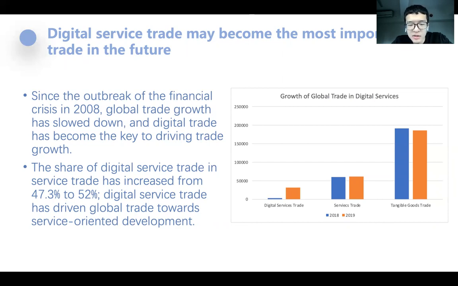From 2010 to 2019, the average annual growth rates of digital service trade, service trade, and goods trade were 6.1%, 5%, and 2.5%, respectively. The core position of digital service trade was established and consolidated: from 2010 to 2019, the share of digital service trade increased from 47.3% to 52%. Digital service trade has driven global trade toward service-oriented development, and the share of service trade in global trade from 2010 to 2019 has increased from 21% to 24.9%. This means that digital service trade may become the most important trade in the future.